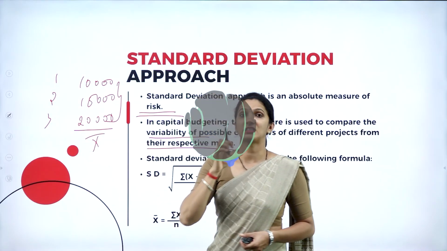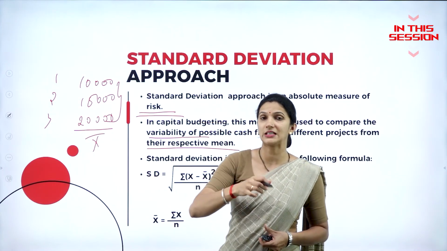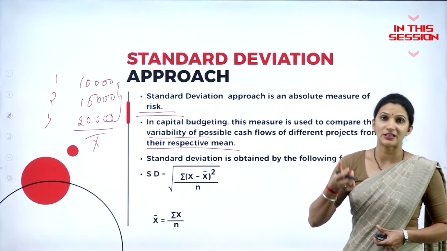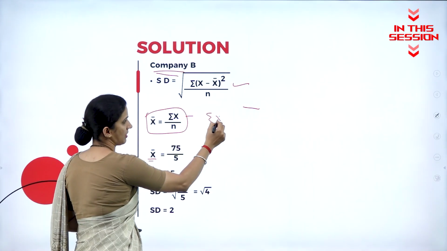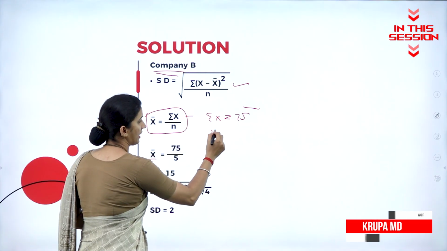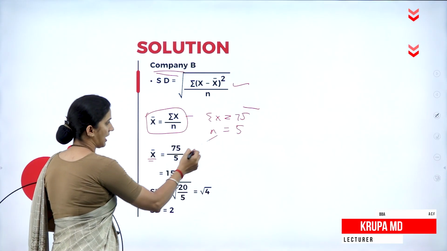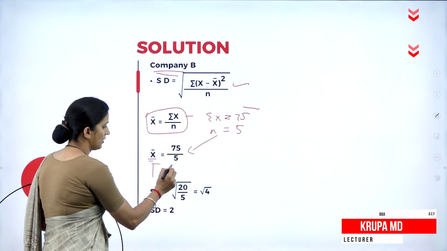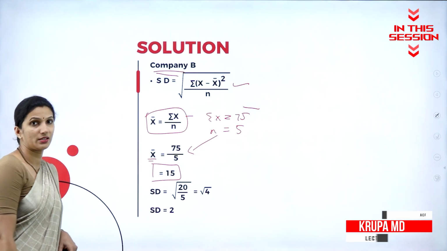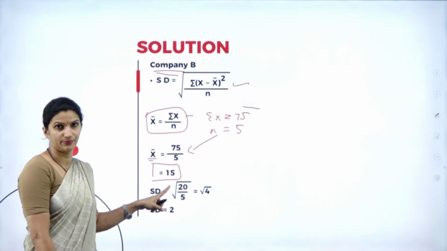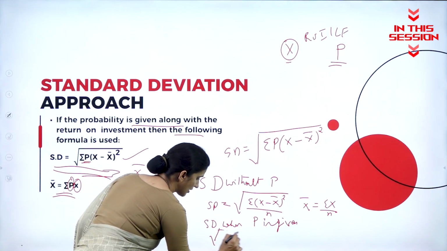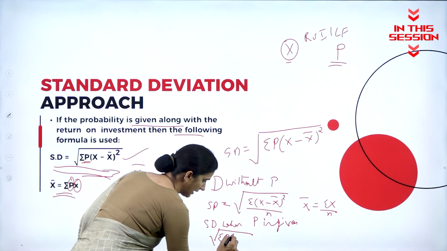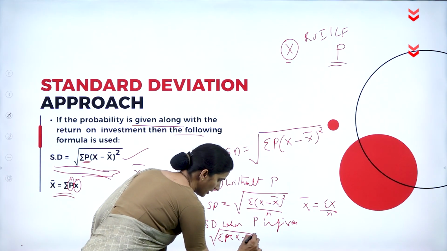in the expected cash flows. So the standard deviations will help the financial managers or the investors to make the decision. Sigma x is 75, your n is 5. So that will apply here. So the x bar here that we are getting is 15. That is, your probability is given. Simple, your standard deviation is equal to root of sigma p into x minus x bar whole square.